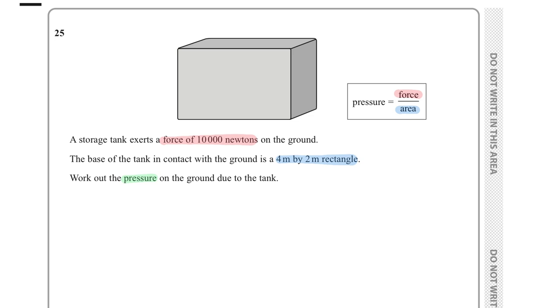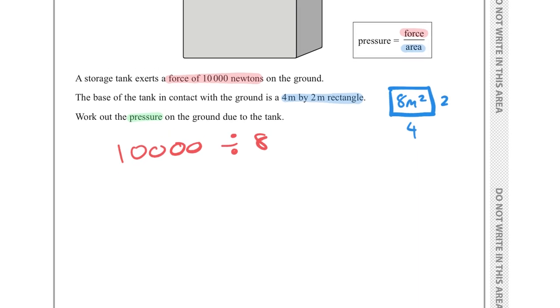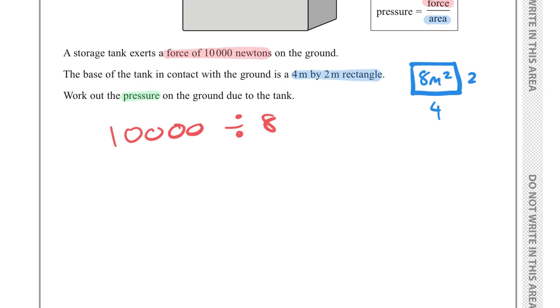And it's a rectangle. Ever rectangle, you having a laugh? Okay, 4 by 2, times them together, 8 meters squared. Okay, so we're doing 10,000 divided by 8. That's all that question's asking you to do. 10,000 divided by 8. Not necessarily the easiest thing to do, but we can do it.